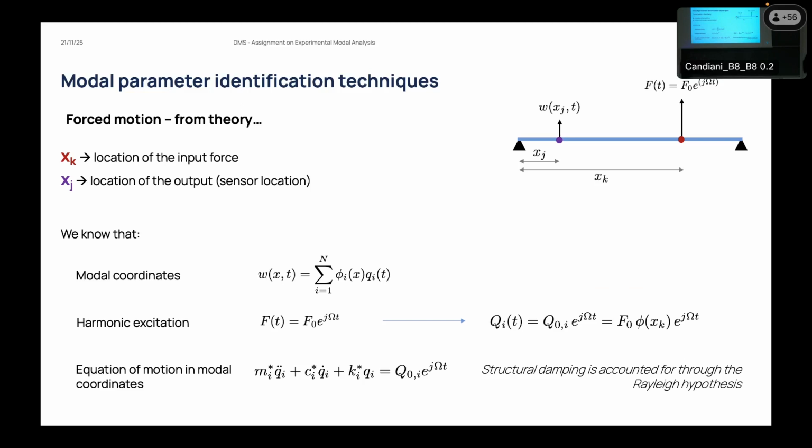We always know that we could describe W as a combination of the mode shapes, and the way we are combining the mode shapes is something described by the so-called principal coordinates.